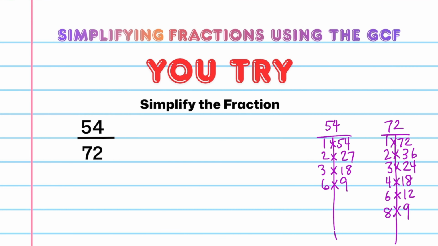Now I have to highlight the biggest number they have in common. I know they have a 6 in common. I know they have a 9 in common. But the greatest common factor is actually 18. This is why it's important to list all of the factors of each number. Even though you feel like you got it, make sure you have all of the factors. That's why I like to go in order: 1, 2, 3, 4, and so on. So I'm going to divide my numerator by 18 and my denominator by 18. 54 divided by 18 is 3. 72 divided by 18 is 4. So 54 over 72 simplifies to 3 over 4.